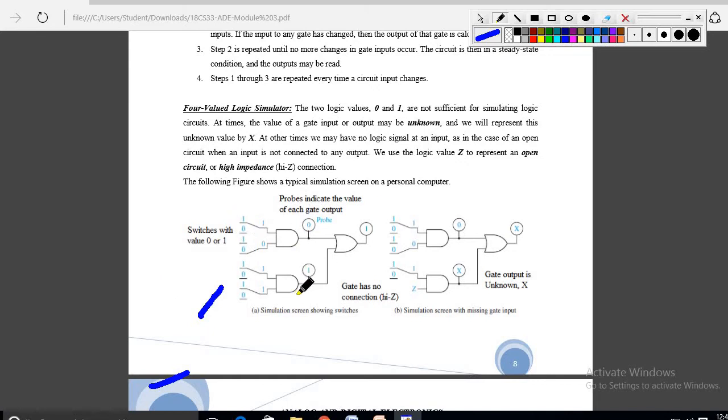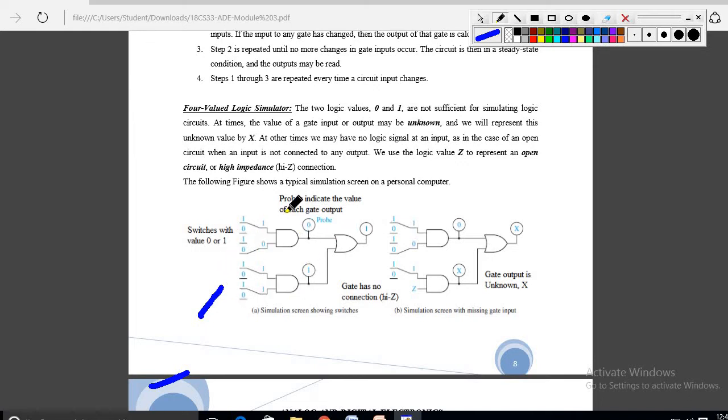Here I'm showing the simulation screen showing switches, right? These are the switches. The inputs of the AND gate are not given directly as 0 or 1; I am connecting the inputs of the AND gate to the switches with a value 0 or 1. First, I am taking one input of the AND gate from the switch as 1, and here it is 0. If the AND gate input is 1 0, obviously the output of the AND gate is 0, right? That I am connecting to one of the inputs of the OR gate.